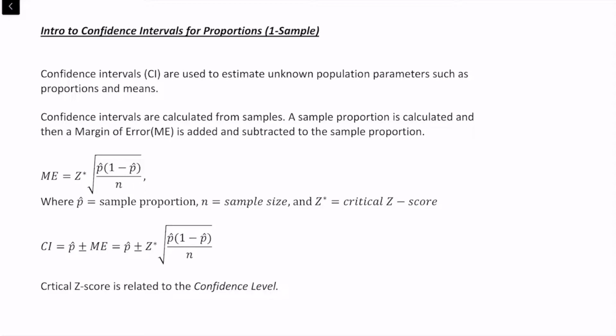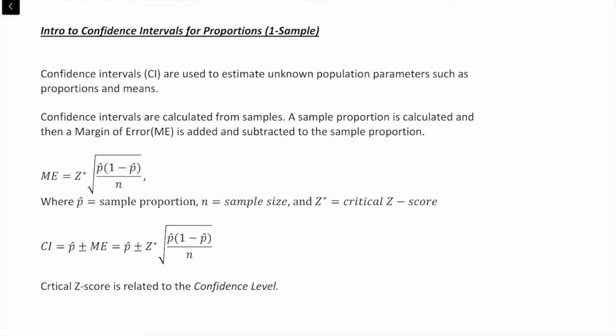Confidence intervals are used to estimate unknown population parameters. As I said, in this particular video, we're going to be looking at the proportion. But there also will be confidence intervals for means, and we'll tackle that concept in a different video. So confidence intervals are basically a way of estimating an unknown population value, an unknown population proportion. Confidence intervals are calculated from samples. So what you do is you collect a sample and then you go through a formula and you're able to create an interval.